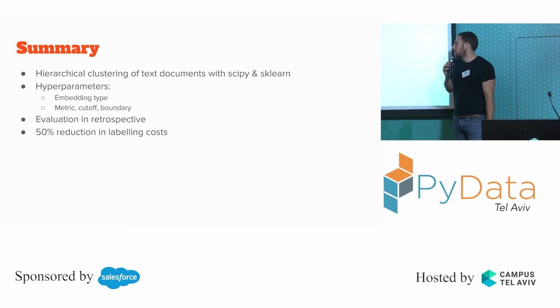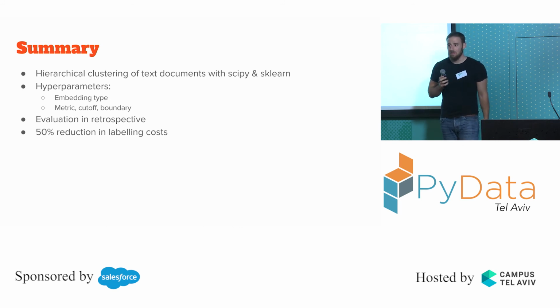Okay, to summarize, we've seen how to do hierarchical clustering in Python using standard SciPy and SkLearn. The hyperparameters you need to play with are how do you embed your data, how do you embed the document, how do you convert the document to a vector, how do you measure distance, and what is the cutoff, and where do you measure distance from? How to evaluate: we set 2 objectives that you can optimize for, depending on how sensitive your labeling is. And we achieved 50% reduction without sacrificing any accuracy.